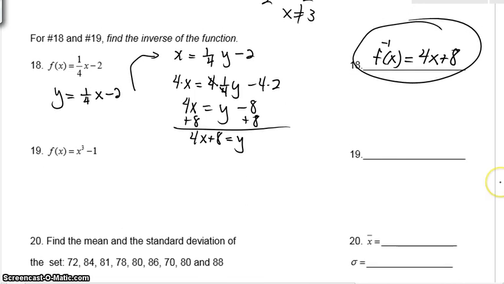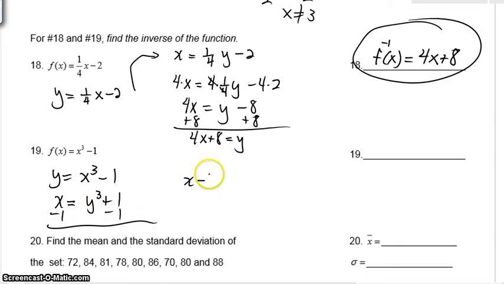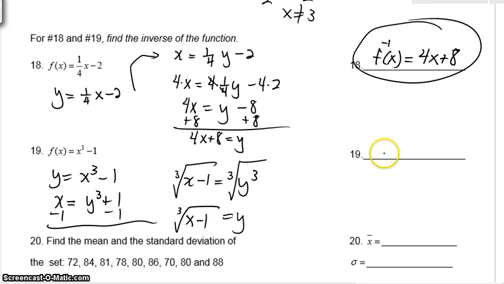For number 19, well, same idea. Replace f of x with y. Now switch your x and your y. And we're going to solve for our y. Well, obviously, I want to get that y alone. I'm going to minus a 1 on both sides. And to get rid of that third power, we're going to take a third root, or a cube root. So we'd say y is equal to the cube root of x minus 1. This would be f inverse is the cube root of x minus 1.